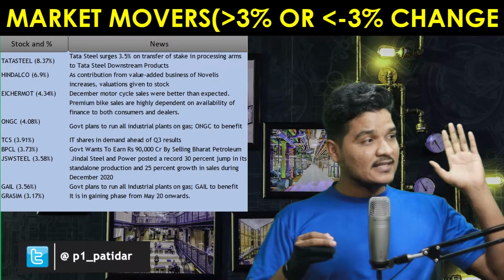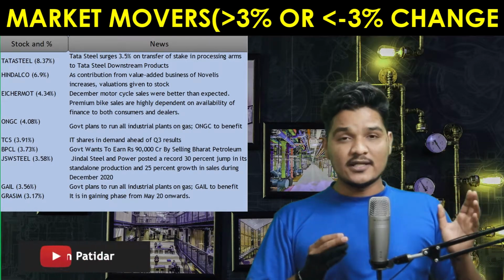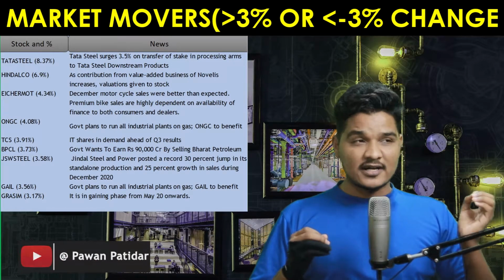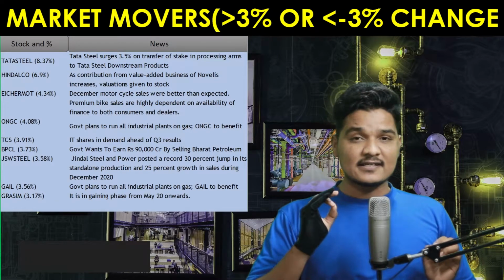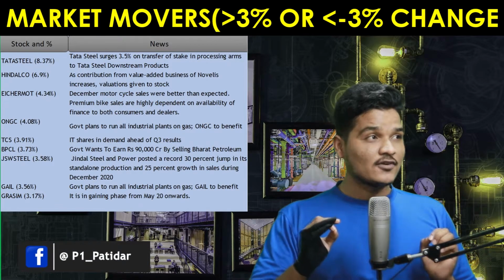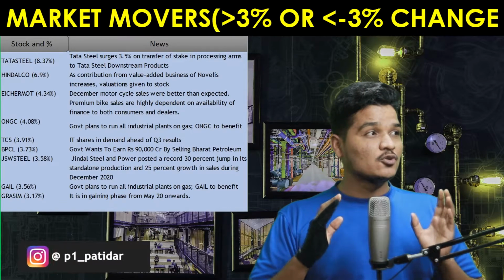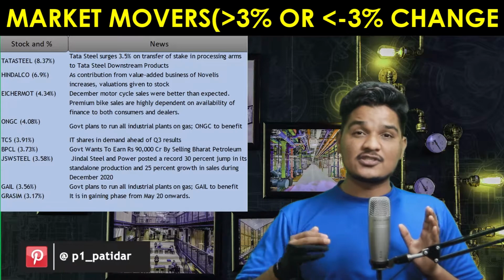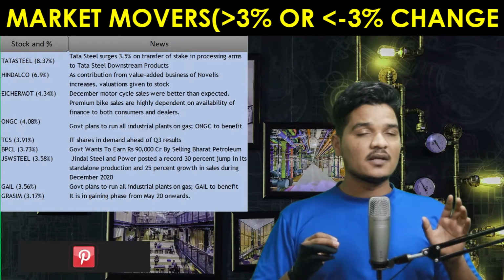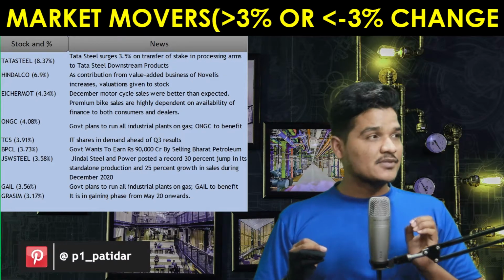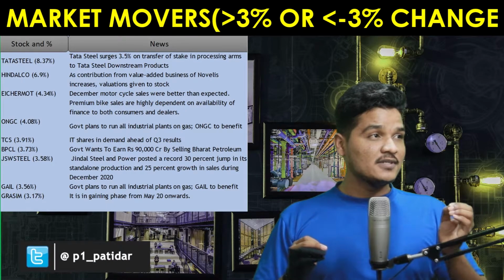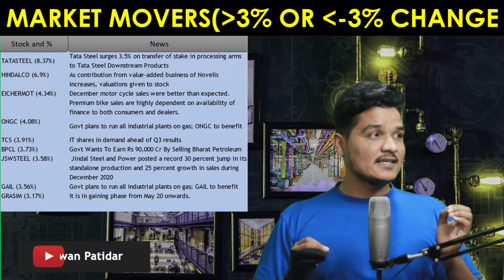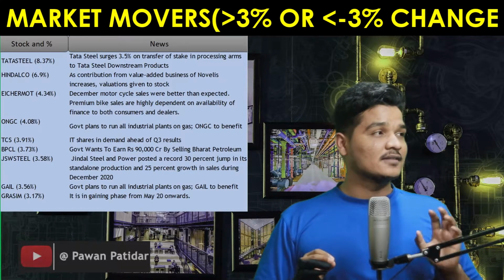If you see here, these stocks gained today. Why did these stocks gain? Well, if you talk about Tata Steel, then Tata Steel surged 3.5% on transfer of stake in processing arms to Tata Steel downstream products. It has transferred its stake to its downstream and thereafter it has gained. Hindalco gained 6.9% as contribution from value-added business of Novelis increases valuation of the stock. That's why it is gaining.